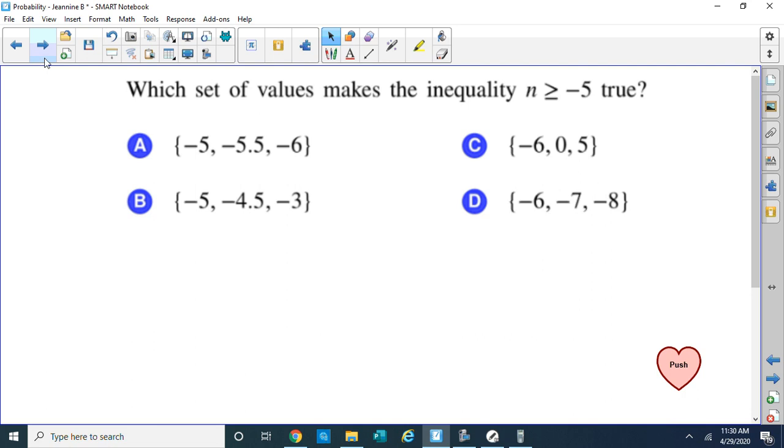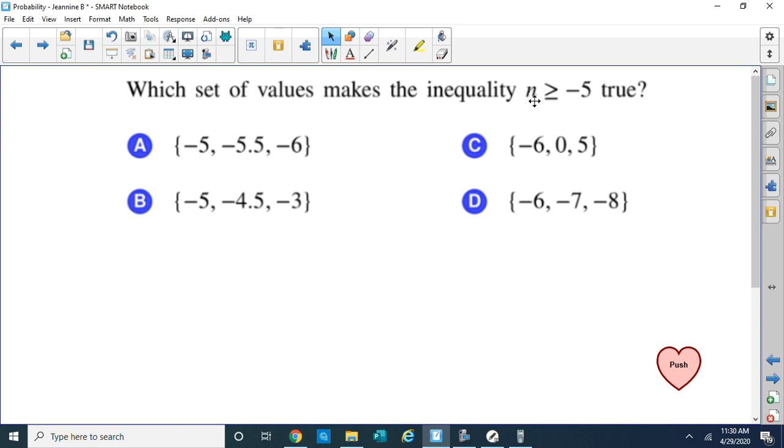What set of values make the inequality n greater than or equal to -5 true? Notice there's a line underneath that, so you have to remember "or equal to." So there's two things going on. Now we have a -5.